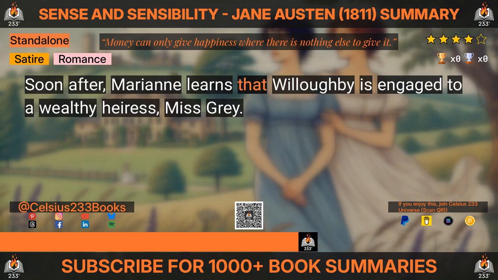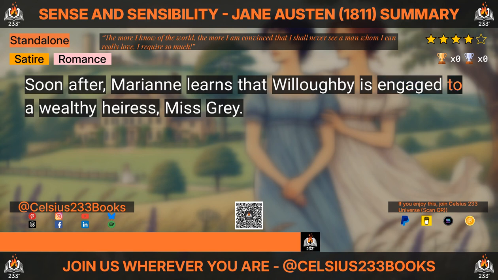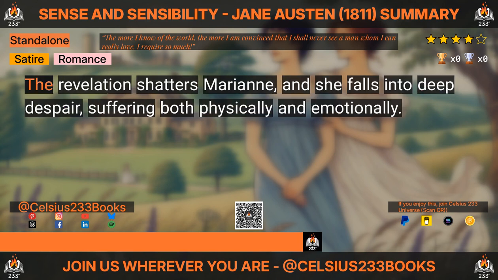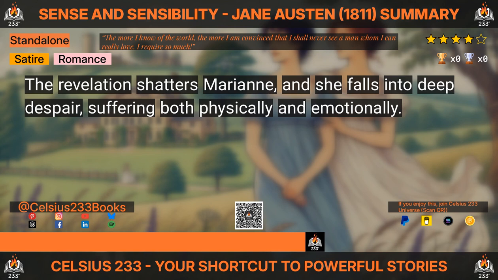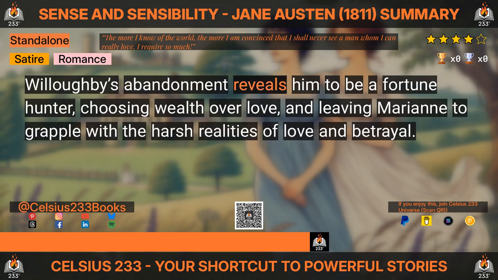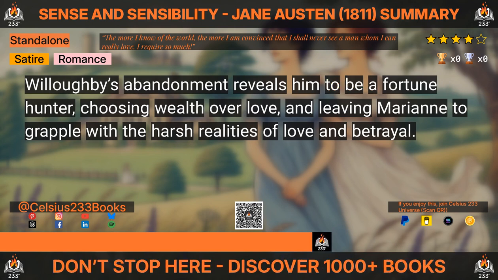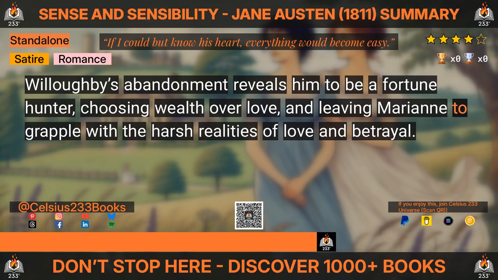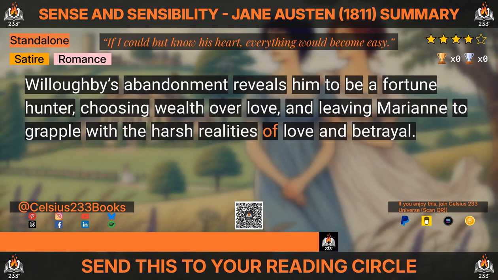Soon after, Marianne learns that Willoughby is engaged to a wealthy heiress, Miss Grey. The revelation shatters Marianne, and she falls into deep despair, suffering both physically and emotionally. Willoughby's abandonment reveals him to be a fortune hunter, choosing wealth over love, and leaving Marianne to grapple with the harsh realities of love and betrayal.